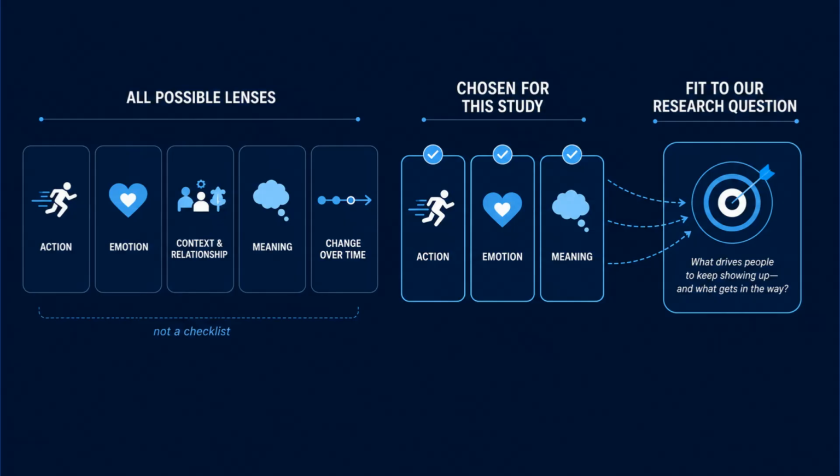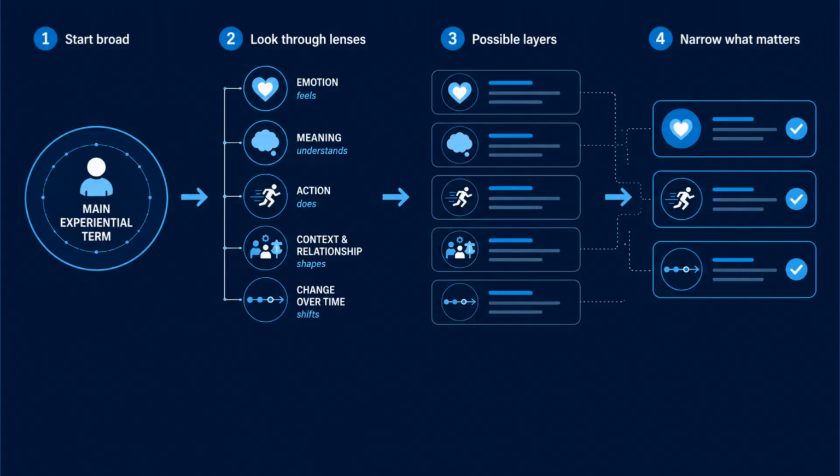You do not need every layer for every study. The routine is not a checklist to force into your interview. It is a way to discover which parts of the experience matter most for your specific research question. As we walk through the example, listen for the routine. We will begin with the main experiential term, look at it through the 5 lenses, and then narrow toward the layers that seem most useful for the research question. That is the skill you are practicing.